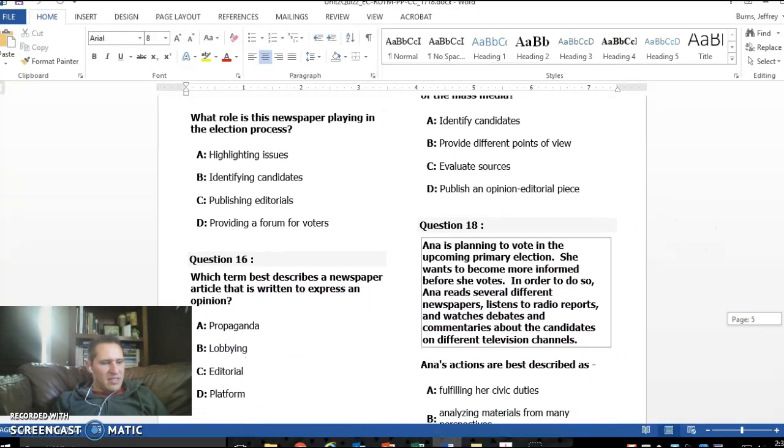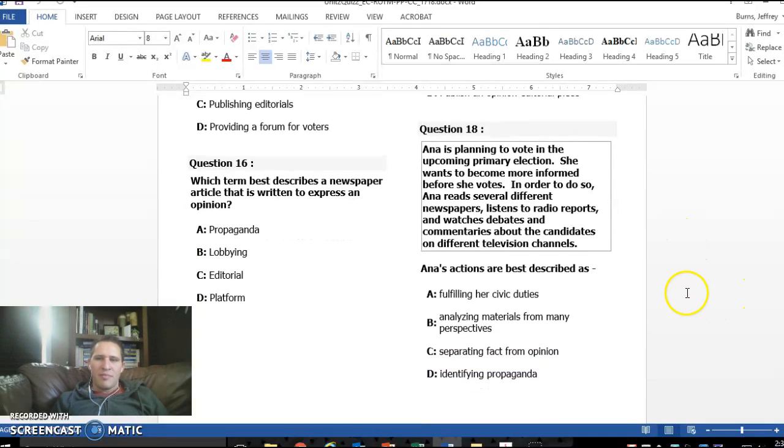Okay, 18. Two classes struggled with this one. This is Anna, and she's going to vote. So look, she's reading several different newspapers, listening to radio, watching debates on TV, and commentaries on different television stations. She's looking at things from multiple points of view, analyzing materials from multiple perspectives. A lot of you picked C or D, but B is the best answer here. Again, this is one of those questions: how can citizens evaluate campaign materials? There are 5 things there, and separating fact from opinion and identifying propaganda are 2 of them, but in this case, the example is B.